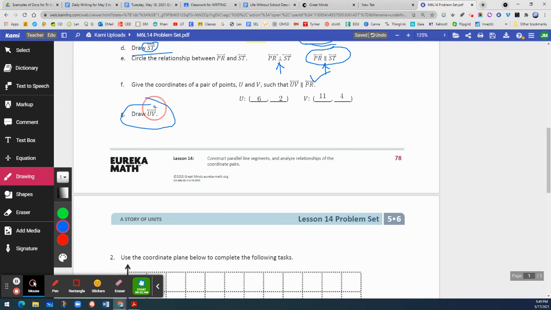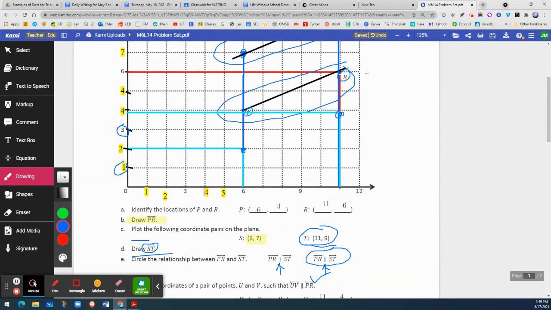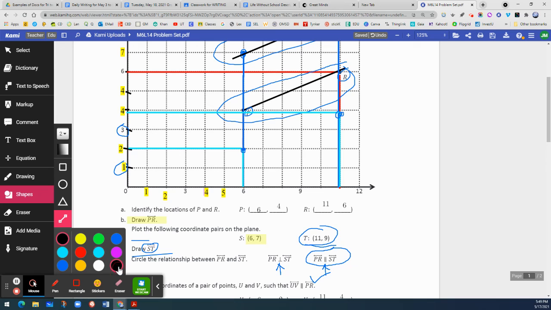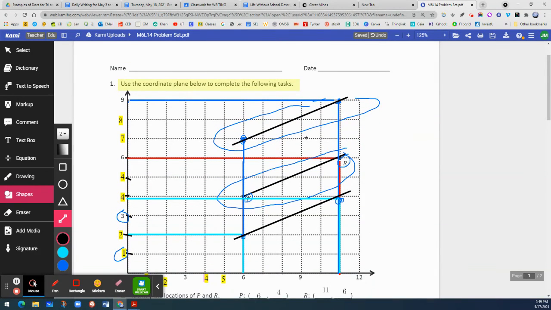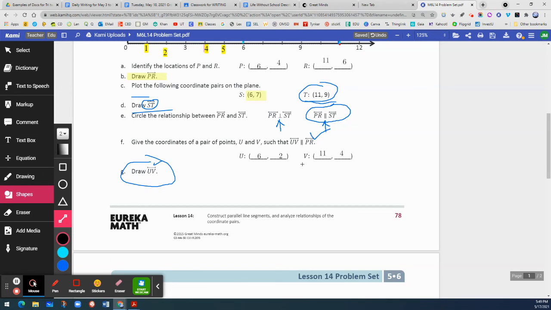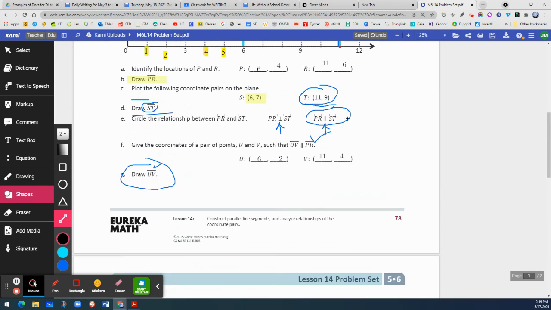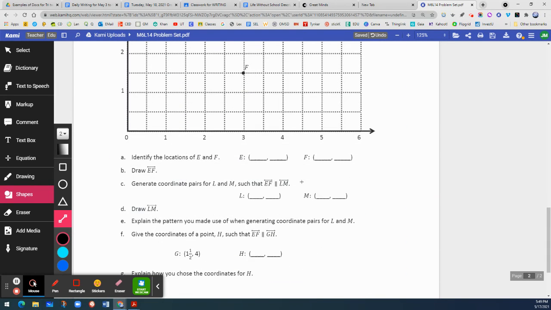Now it's asking us to draw the segment. See the line on the top? That means draw the segment. So we're going to do that, and we're going to choose a different color. Here we go. We're going to do a segment from here to here. And now we can see that these are parallel lines. So we completed our task right here. The next one is going to be very similar, so make sure you follow the same steps.